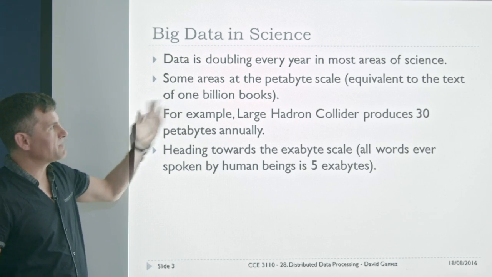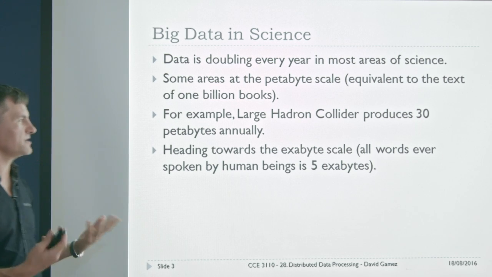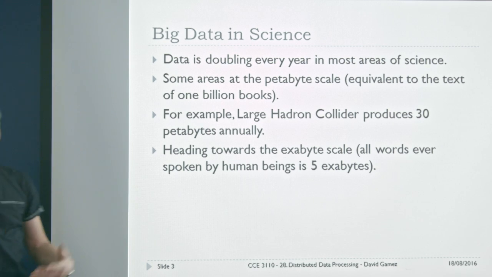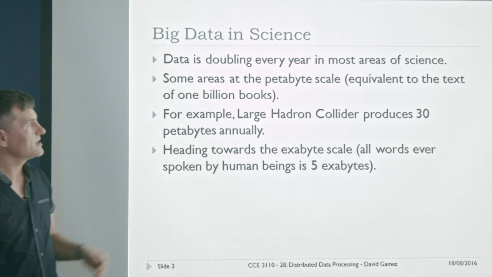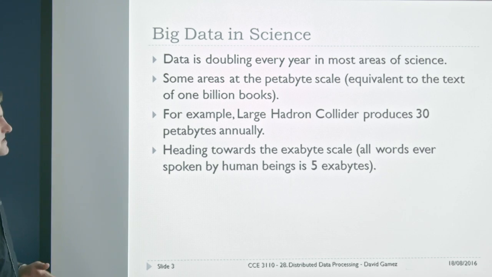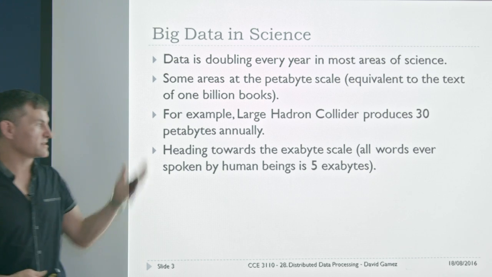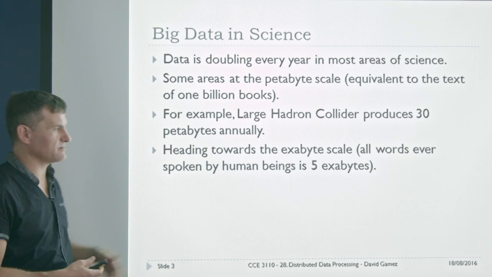We're even getting to the petabyte scale, with the Large Hadron Collider producing 30 petabytes annually, and this data needs to be processed to identify which particles are colliding with which, whether we found a new particle, and all the rest of it. So the petabyte scale is absolutely vast. It's like 1 billion books you've got to process in order to do the work in this kind of science. And we're heading towards the exabyte scale in some areas.